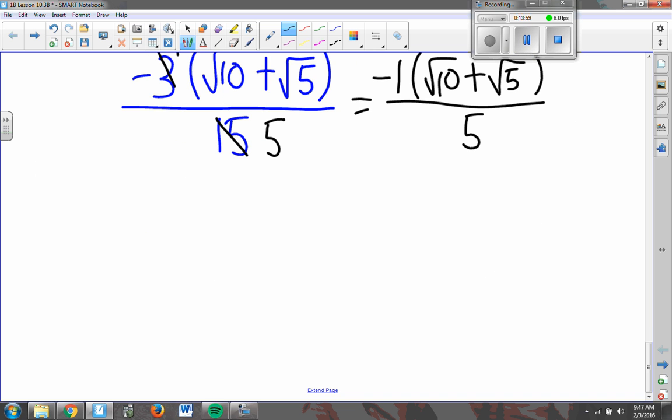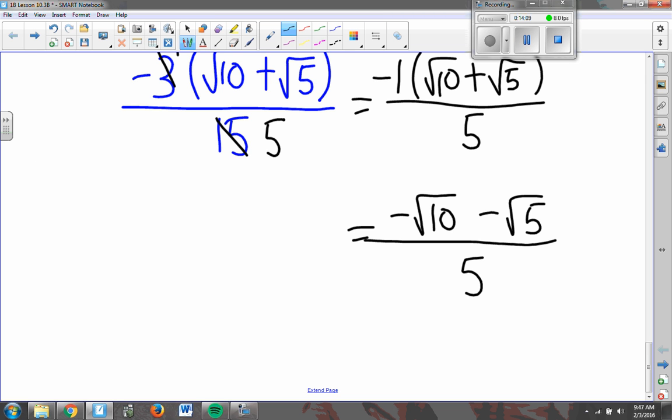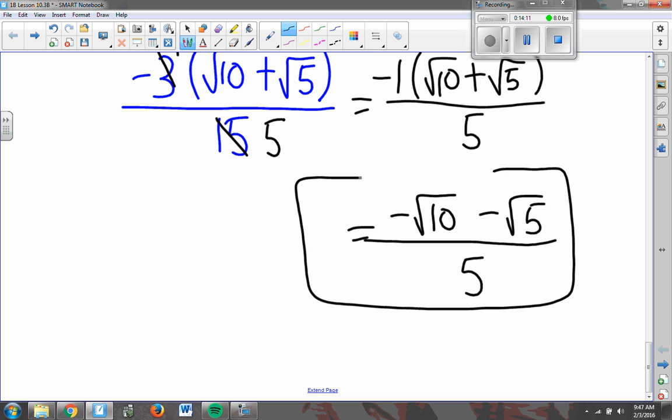And then if I just simplify one more step, distributing the negative 1, that equals negative square root of 10 minus the square root of 5 over 5. That one does have a fraction because the denominator of my fraction did not disappear as it did before.